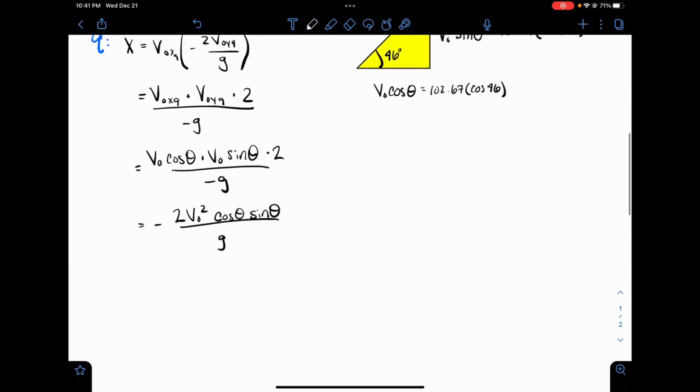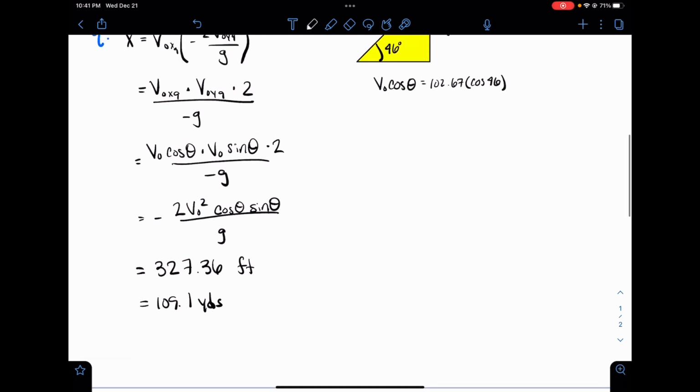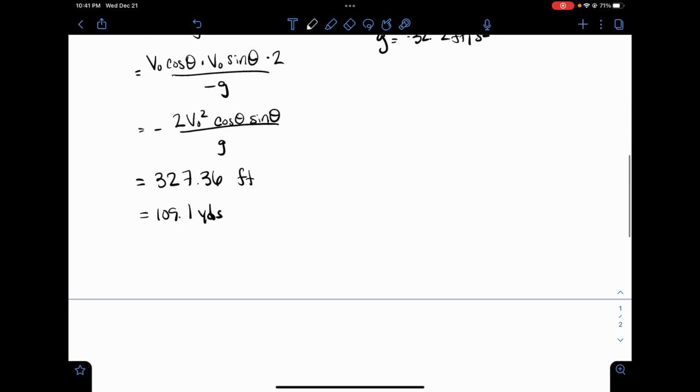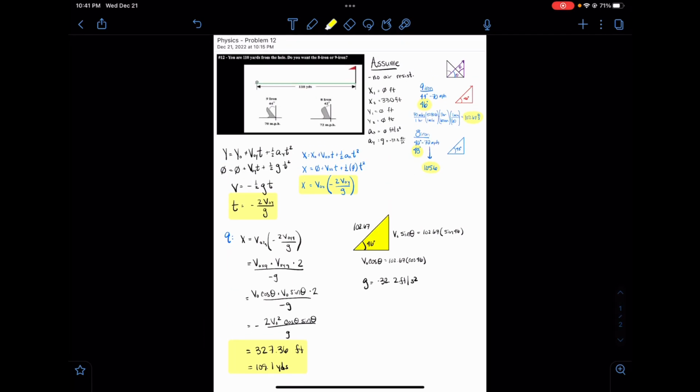If you just plug in all of these values, you're going to get an answer of 327.36 feet or 109.1 yards. We're using g equals negative 32.2 feet per second squared, by the way, in that calculation. So if we use a 9 iron, this is how far we're approximately going to hit it. Now, right off the bat, that's basically 330, but I would advise going ahead and solving the second one just so you can compare and contrast.